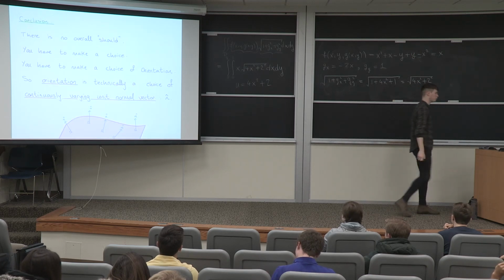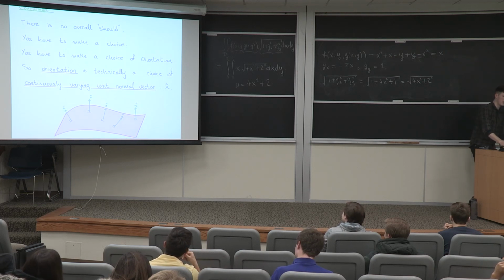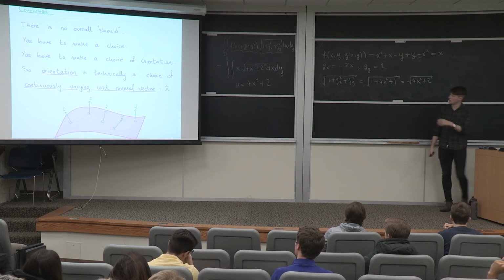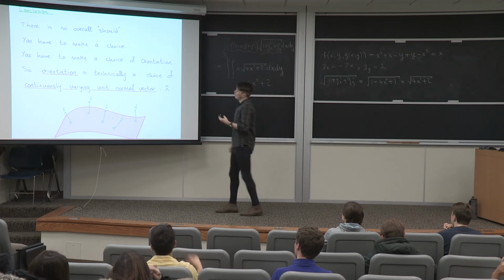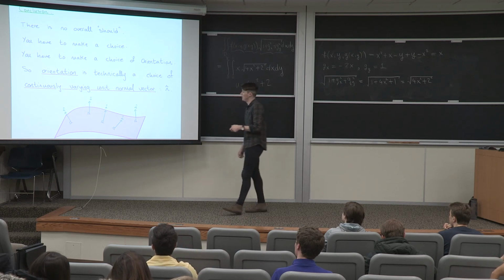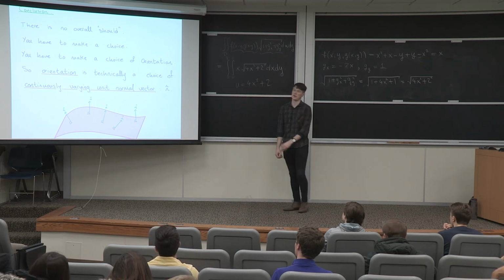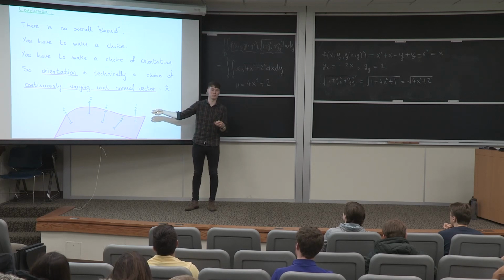So, conclusion: there is no overall should. You have to make a choice of orientation. Orientation is technically a choice of continuously varying normal vector n. What does that mean? n points in the direction you're going to call positive. Does that make sense?